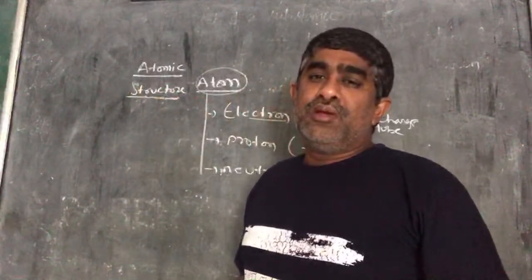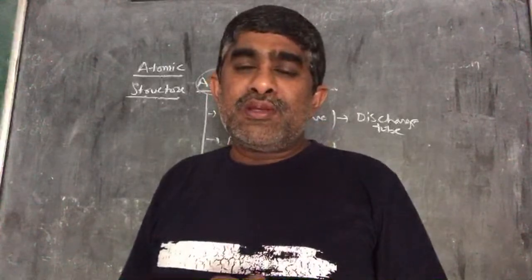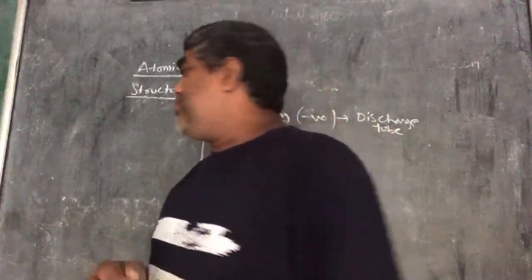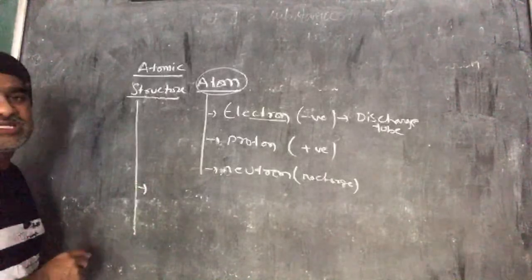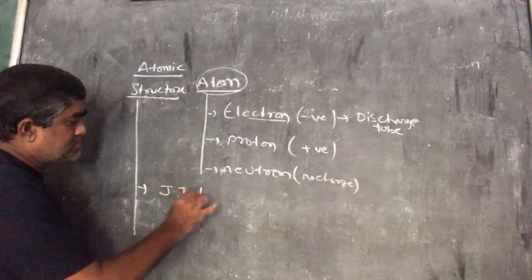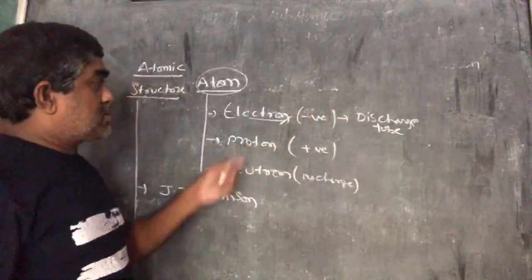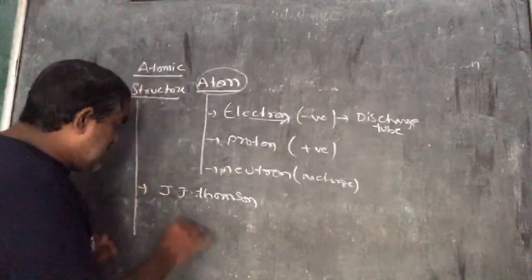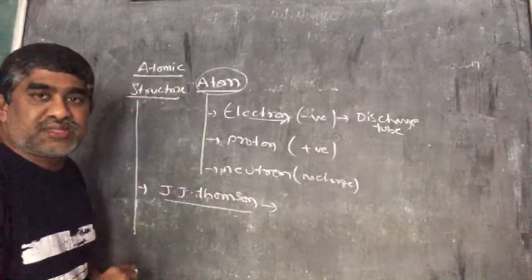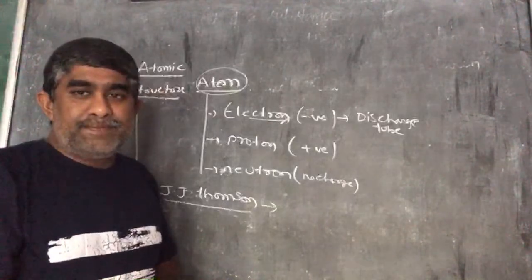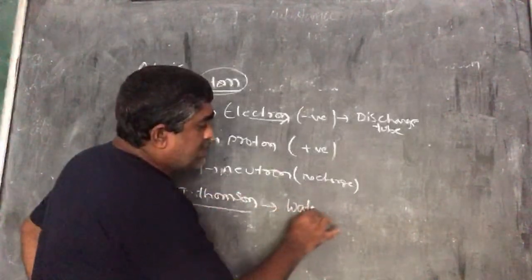Atomic structure. In an atom, where is the electron, where is the proton, where is the neutron, how have they been assembled? For this study, the first person who explained atomic structure is J.J. Thomson. I already told you the electron was discovered by J.J. Thomson, and he himself first explained the atomic structure. J.J. Thomson's model is also known as the watermelon model.